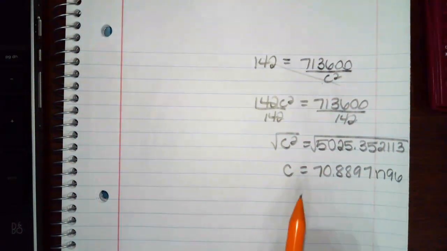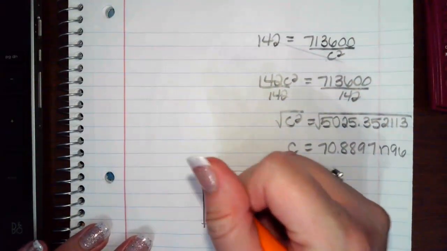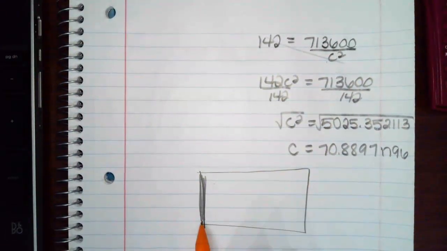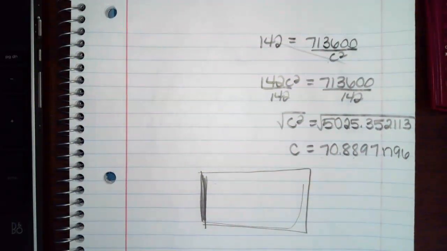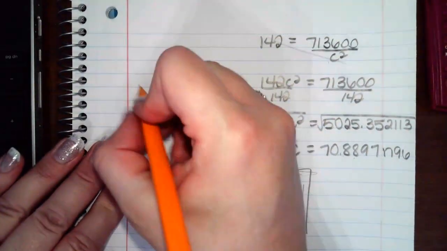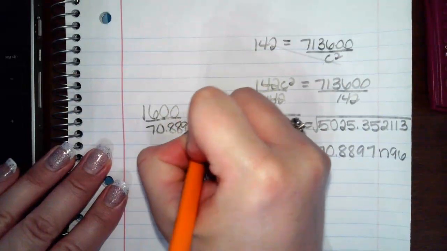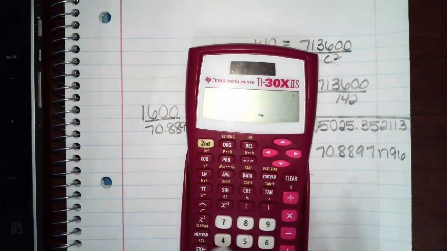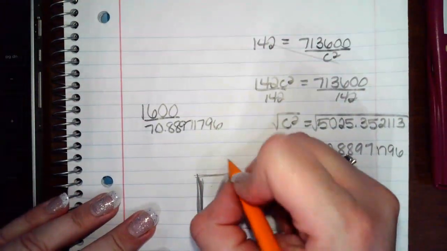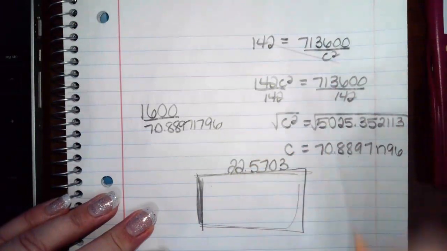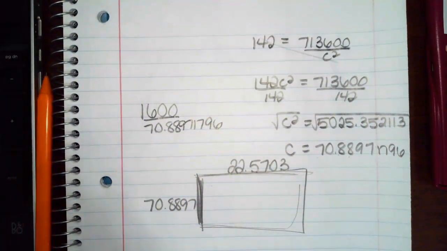Okay, so that will tell you what the chain link side will be. And when it mentions that, we need to fix this on WebWork. It's only talking for one side of the chain link fence. It's not talking for all of this, and all of this. So one side of the chain link fence will be 70.8897, and then the brick wall is going to be 1600 divided by that. So 1600 divided by my answer is 22.57. And then this side is 70.8897. All right, and that is it for Module 8.